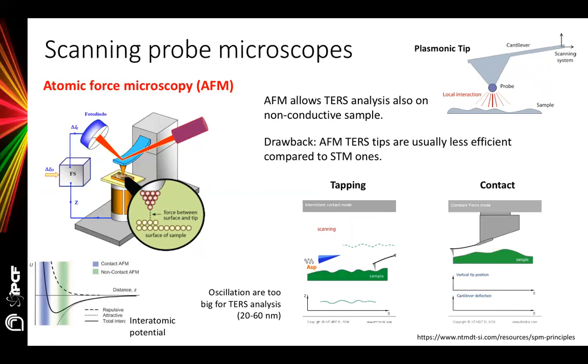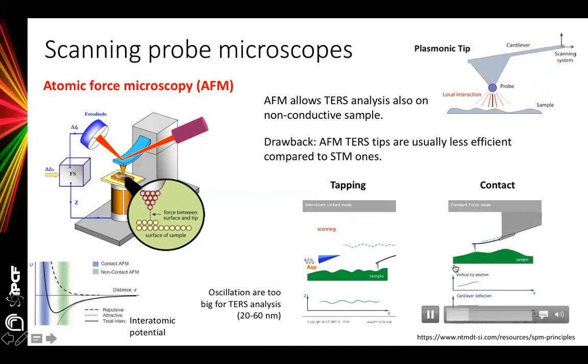So that's why in AFM TERS the contact mode is used, where the tip touches the sample in a constant way. However, in order to optimize the scan time of the surface and also avoid possible tip damage, there are some combined modes that allow the scan of the surface in a tapping mode and to collect the TERS signal in a contact mode.